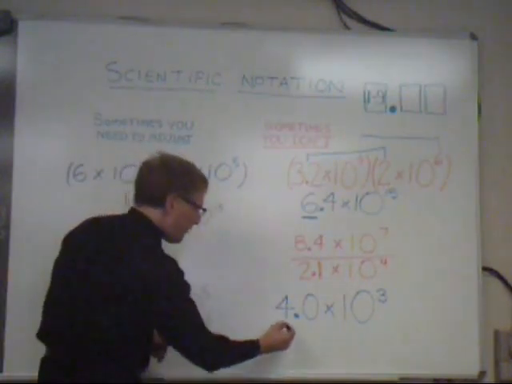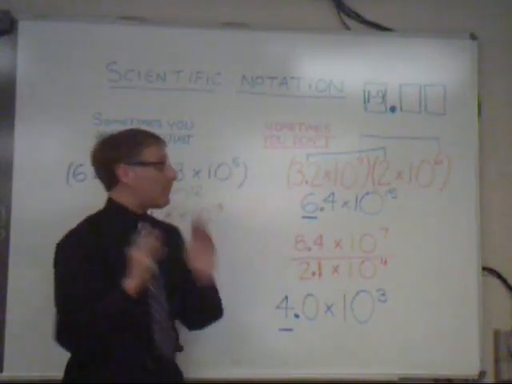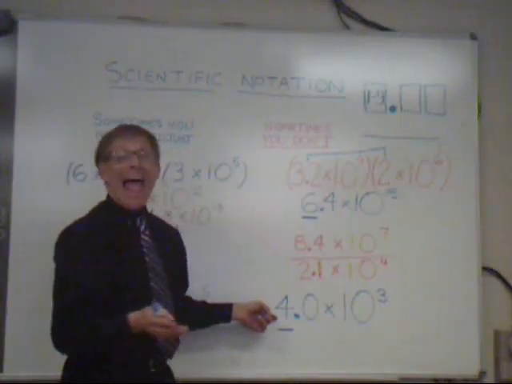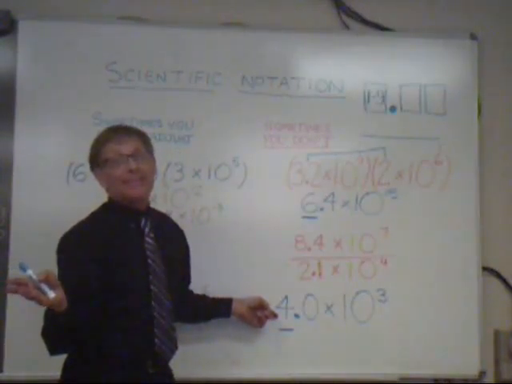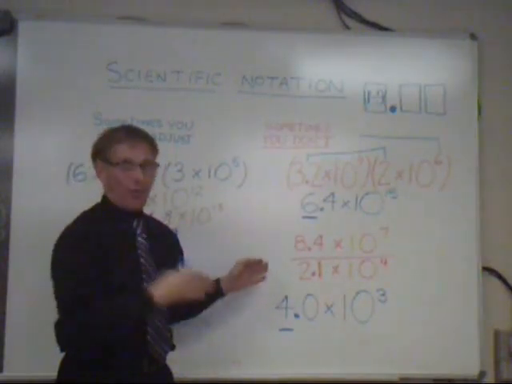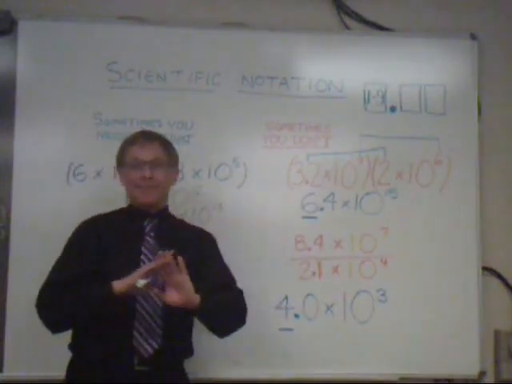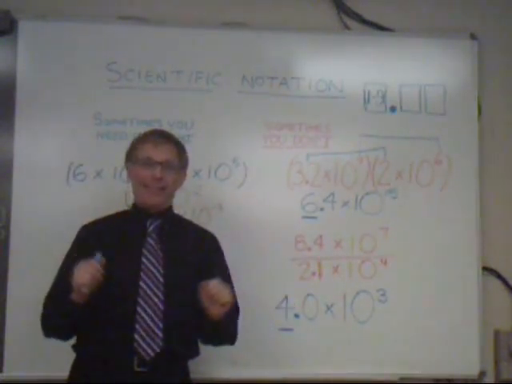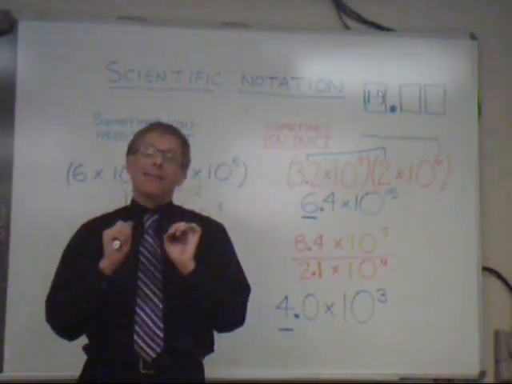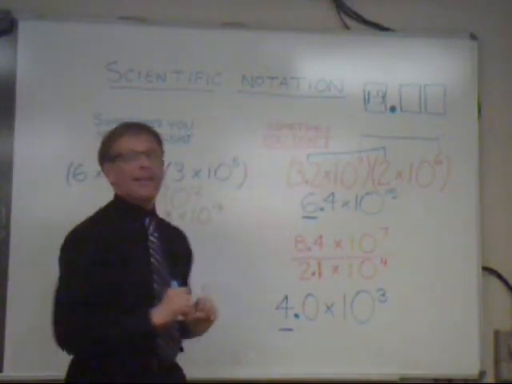Again, no adjustment needed. Because I have a single digit, it fits scientific notation without an adjustment. It's not a 0, and it's not more than one digit. It works. It fits. You don't need to adjust. It's already good. 4.0 times 10 to the third. You don't go down one. You just leave it because you don't have to move any decimal places. It's already in the scientific notation format, which is one whole number place.